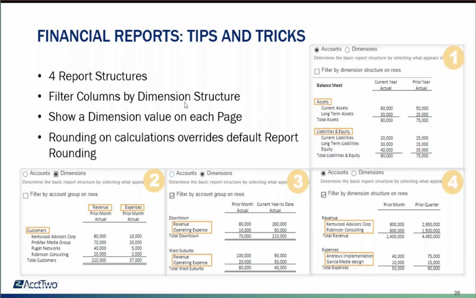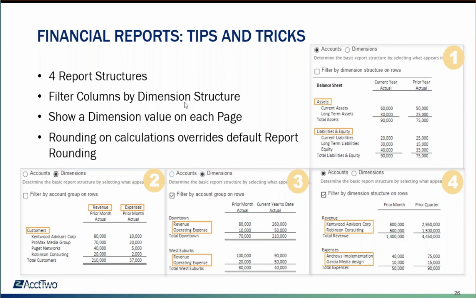So as we've said, you can filter your columns or your rows by dimension structure. Doing the columns is so easy and quick. It's a simple process. Third tip, there is the ability to show a different dimension value on each page. So if we have time, we'll show you that when we do our financial report demo.